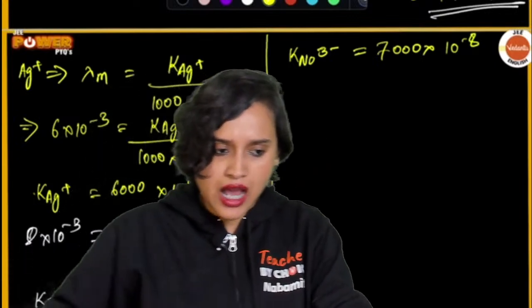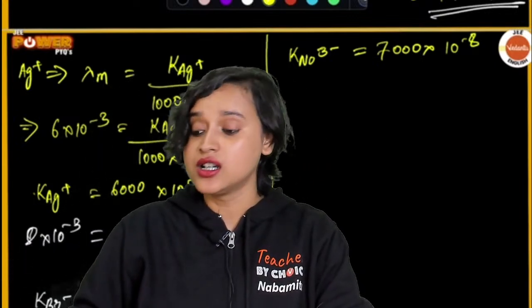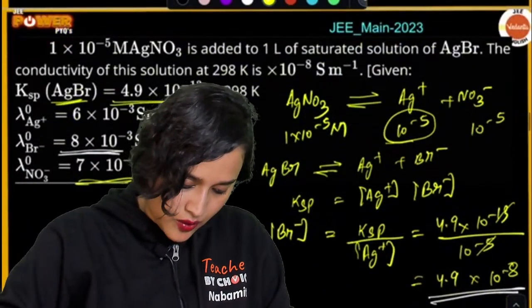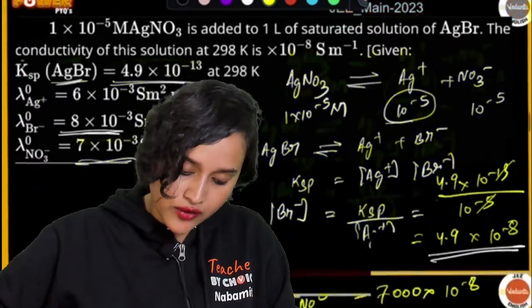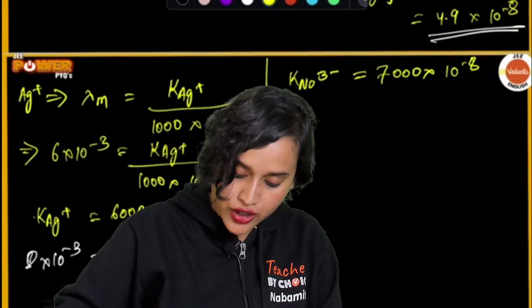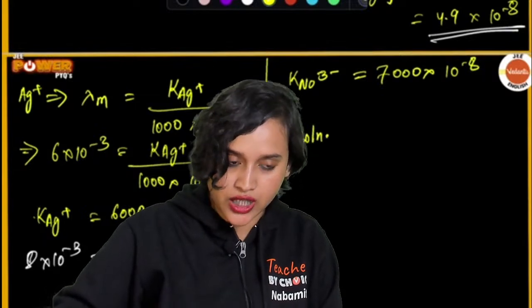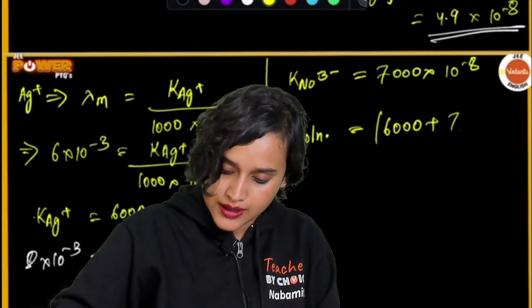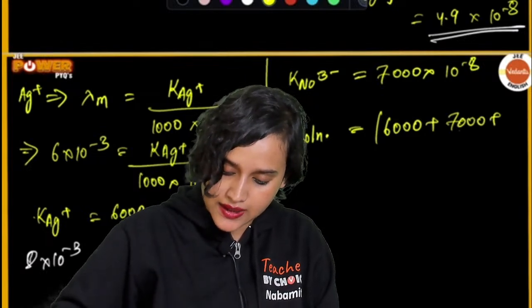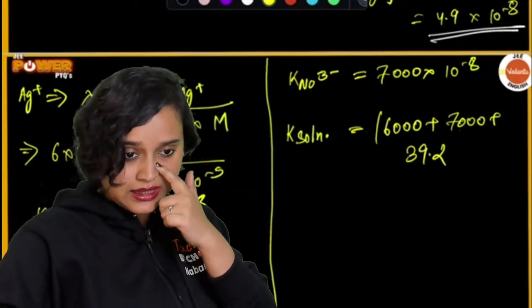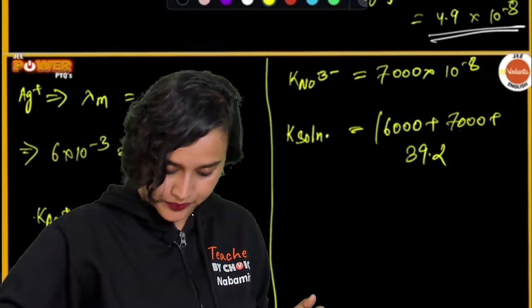Now, we need to find the conductivity of the whole solution, guys. So, K of solution is equal to 6000 plus 7000 plus 39.2. I think that 39.2, wait a second.